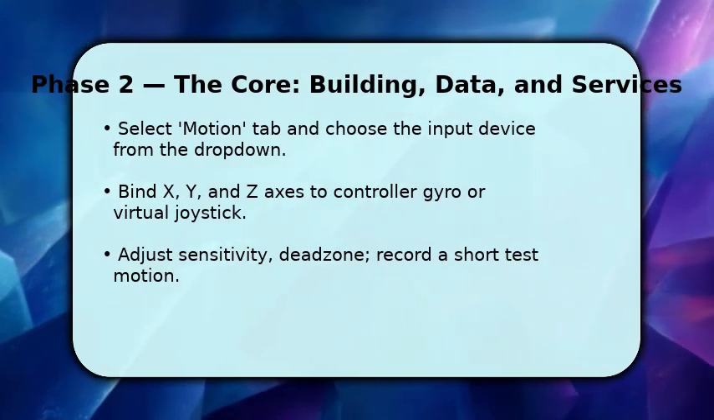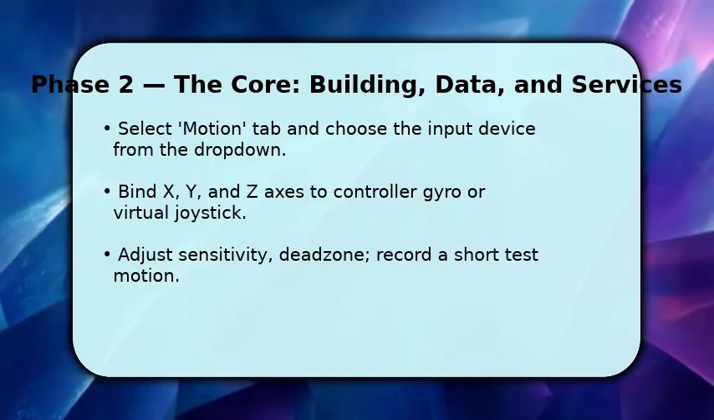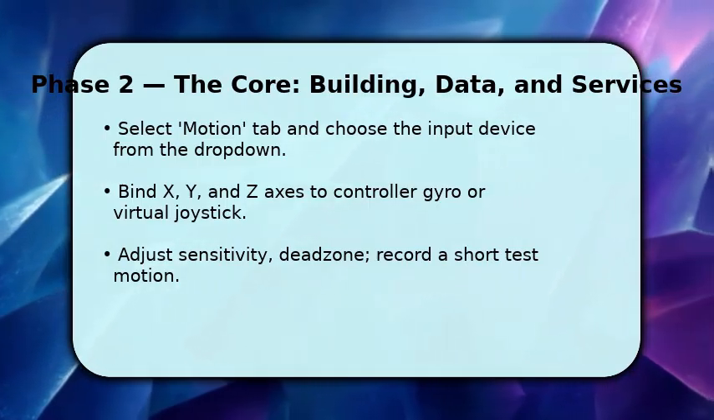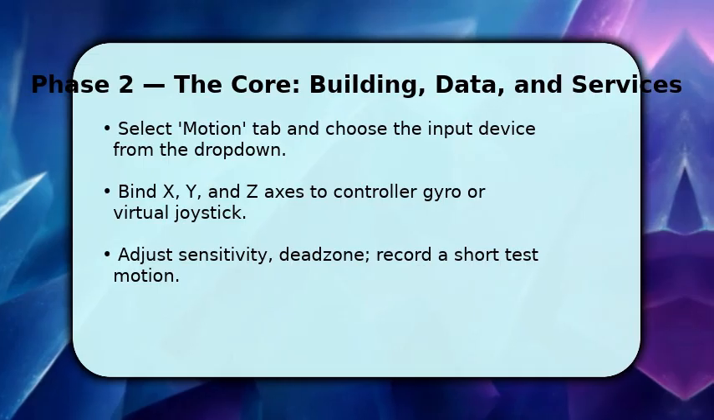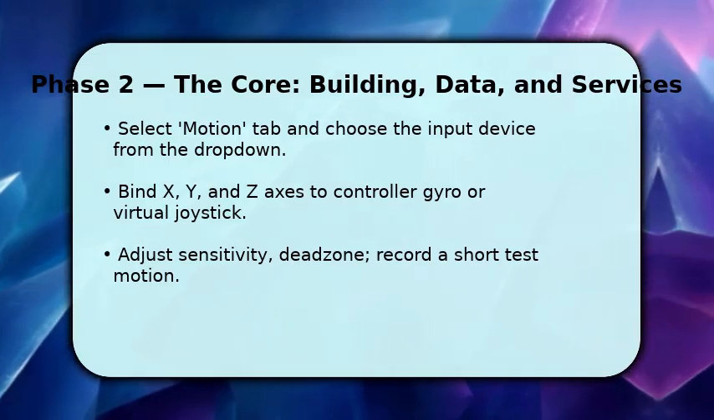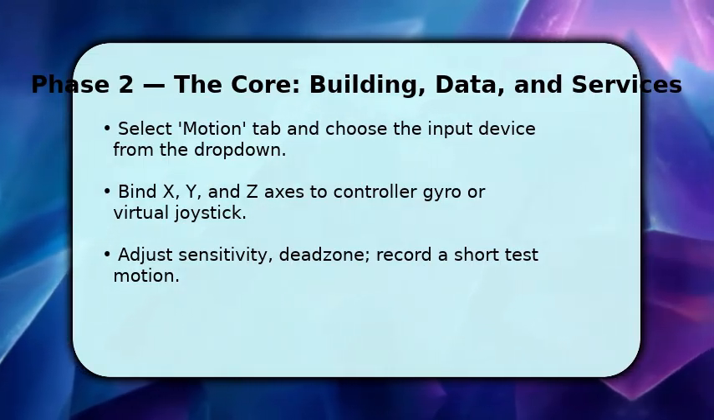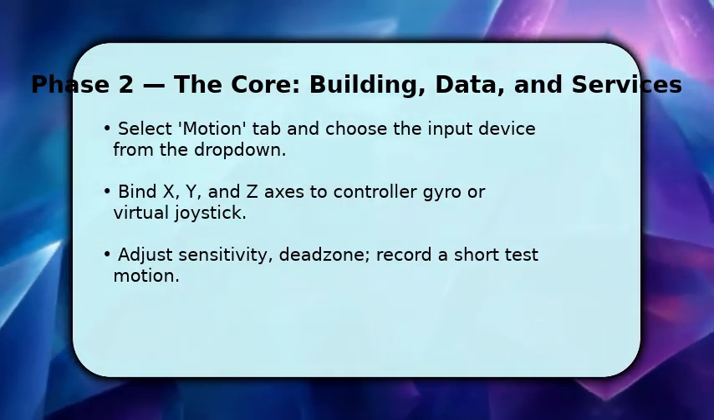Open the Motion tab and pick your controller or remote app from the device list. You will bind X, Y, Z axes to the physical gyro or to a virtual stick. Assign each axis one at a time and confirm the indicator moves.